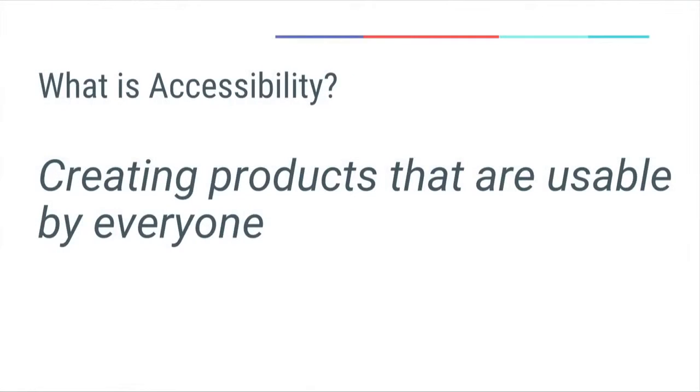So first, what is accessibility? Accessibility is about creating products that are usable by everyone. This includes also users with disabilities, such as vision impairment or motor impairments. But I'd like to rephrase this definition slightly differently. I would say that accessibility is about challenging the assumptions we make about our users.